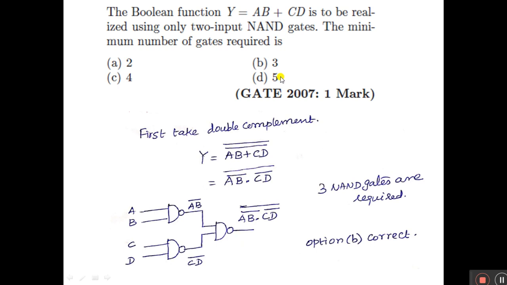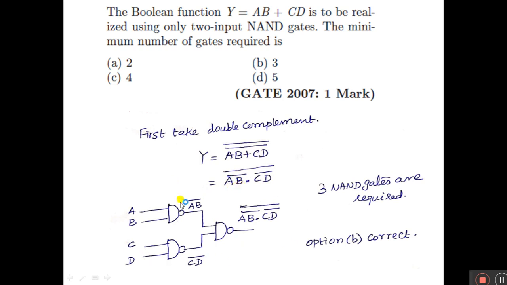So this question asked in GATE 2007, 1 mark. They are asking to implement this Boolean expression in two input NAND gates. Right? So the idea is to take double complement of the given expression. Expression is y equal to AB plus CD. Take double complement. As per De Morgan law, we can write AB plus CD whole bar as AB bar dot CD bar.